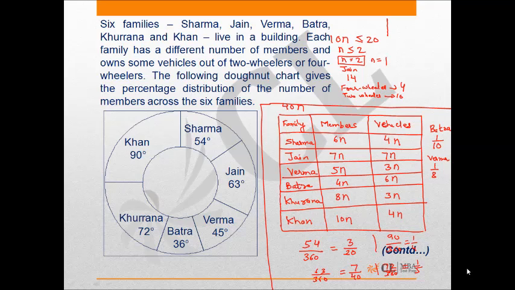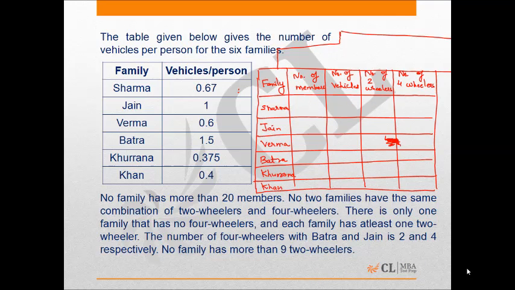Now if I try to fill the table with the help of n is equal to 1, the table would look something like this. The number of members with the Sharma family would be 6, with the Jain family would be 7, with the Verma family would be 5, with the Batra family would be 4, with the Khurana family would be 8, with the Khan family it would be 10. Similarly, my number of vehicles will come out to be 4, 7, 3, 6, 3, 4.